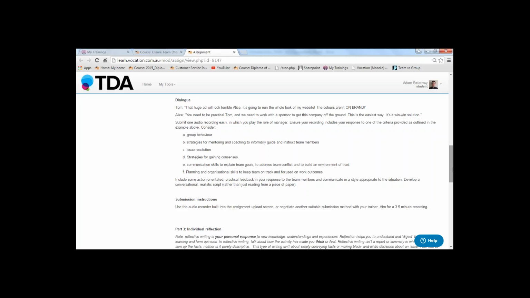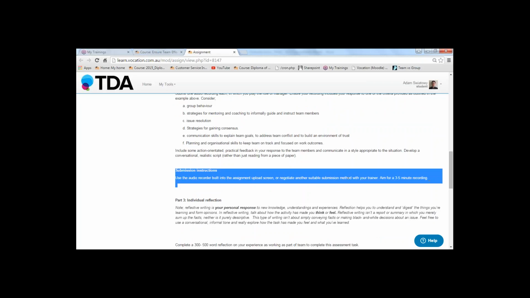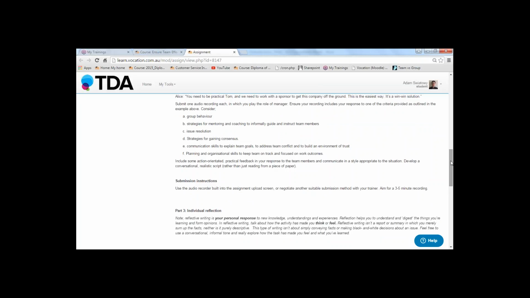Yes, so we're looking for a 3 to 5 minute audio recording. Please no videos, we don't need to see a video, just the audio. There's an audio recorder that's actually built into this assignment. If you're having any difficulties with that, just speak to me and I can assist you with other ways to record your audio. 3 to 5 minutes. So find 2 people, family, friends, to sit in, to be Tom, to be Alice, and I just want to see you working your way through those issues, gaining consensus. But yes, using a range of different communication skills as well.